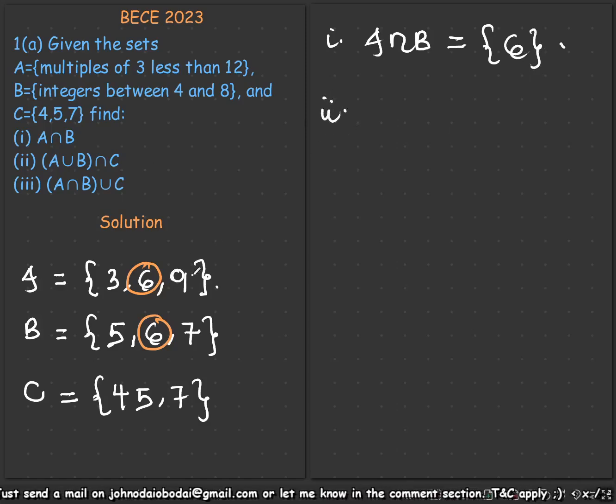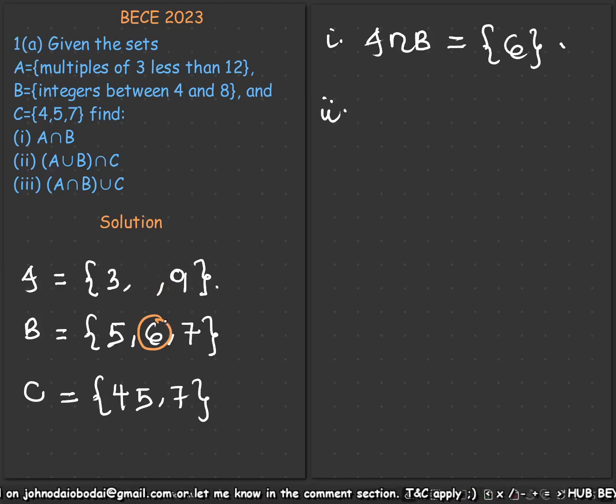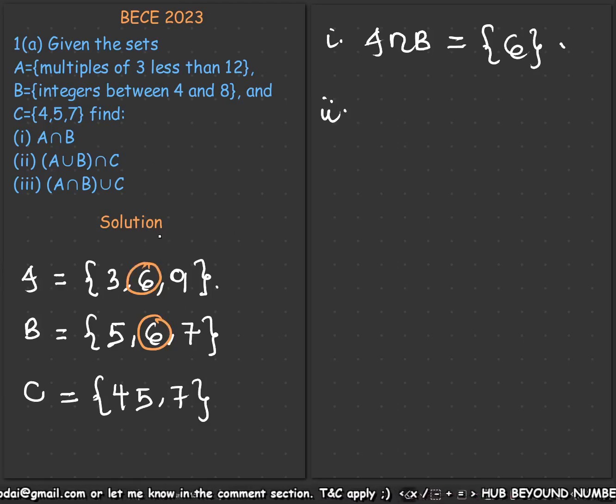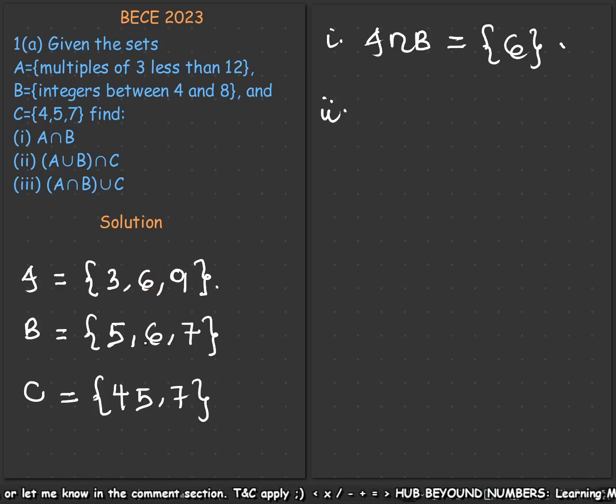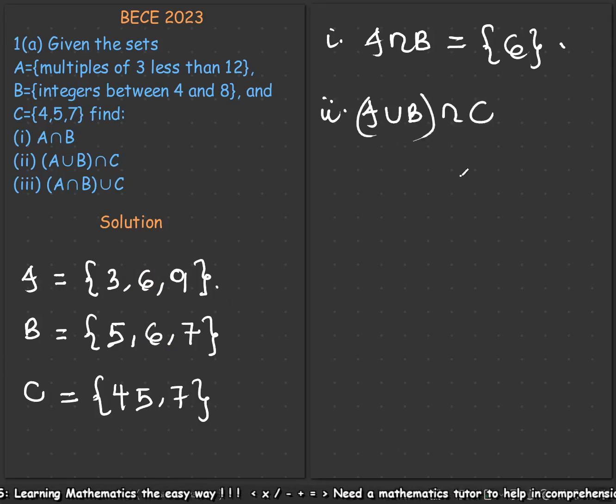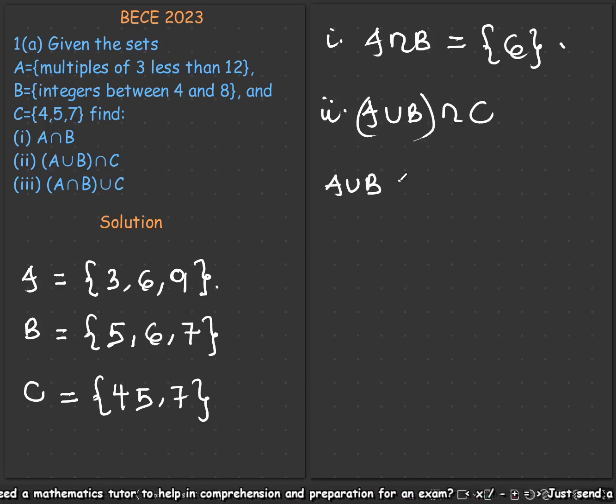Now let's look at the second one. The second one says A union B, then intersection C. A union B intersection C. Now we need to pay attention to this and first get the first set, that is your A union B. If we say A union B, the union of sets under discussion is just the combination of all of them. So we want to write A and then B all together to form a set. So we can write 3, then 6, 9, 5.